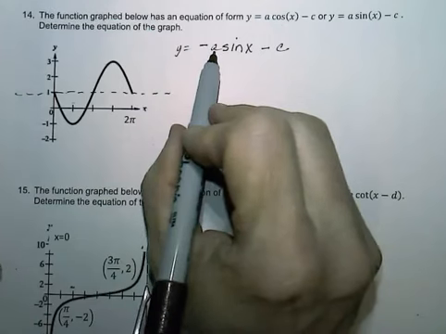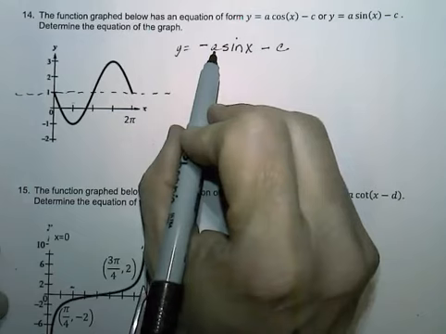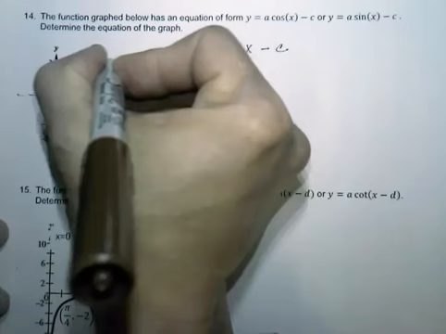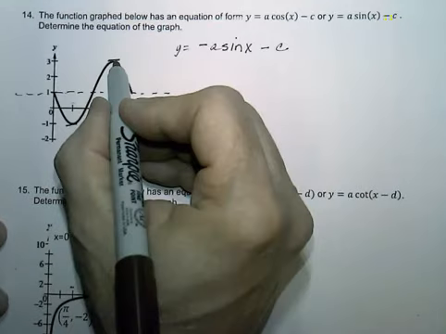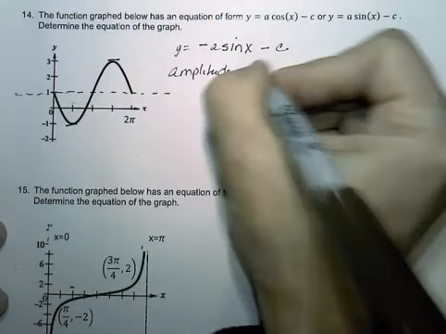I can figure out my amplitude by looking at the highest point and the lowest point. I want to take the difference between those two and divide that by 2. From -1 all the way up to 3 is 4 units. I want to divide that by 2, so that's going to give me 2. That's my amplitude, so that's the A that's going to go in here.